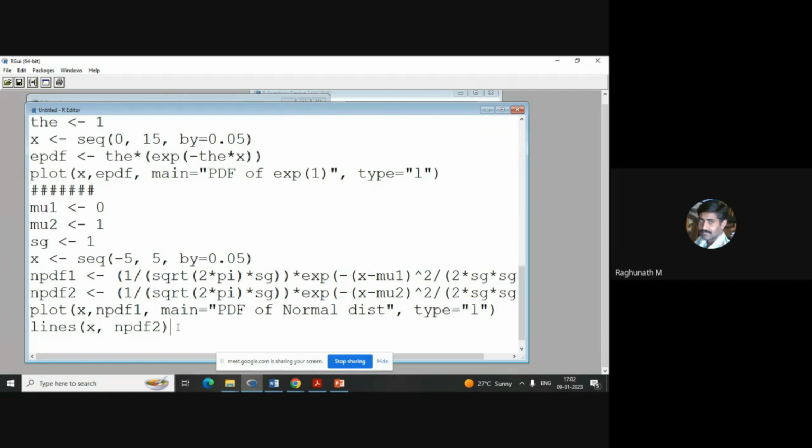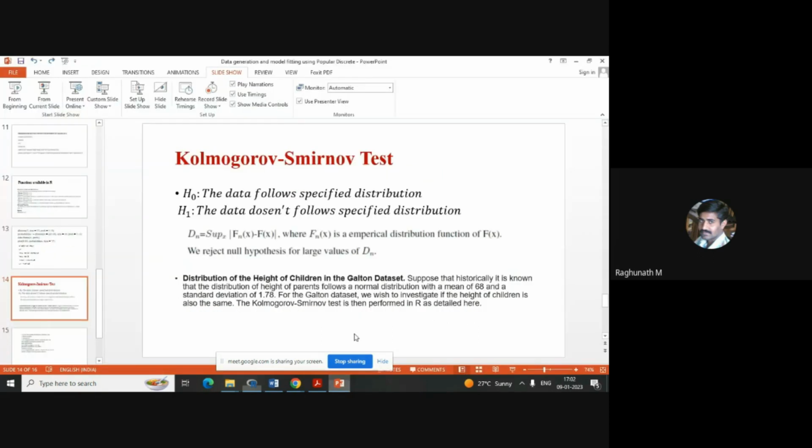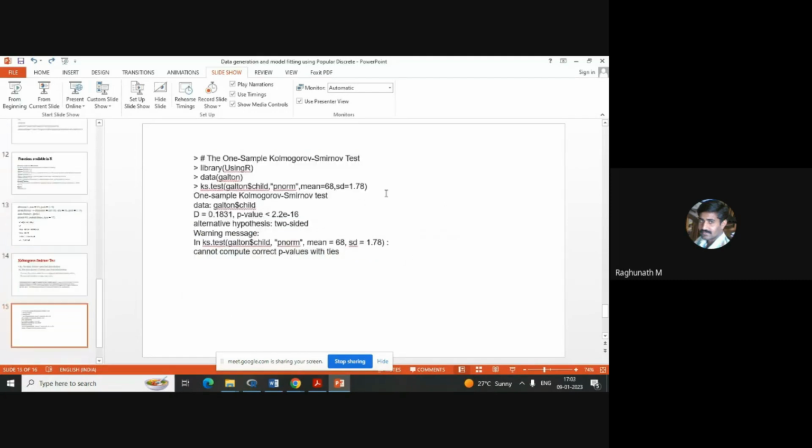There are many tests developed in the literature. I'm not going to list all those. The Anderson-Darling test is there, and there are many other tests, but I'm not going to discuss them. Most widely used for a continuous distribution, to examine whether the data follows some specified distribution or not, we are going to make use of this Kolmogorov-Smirnov test, and the command is ks.test. I will talk more on this in tomorrow's session.